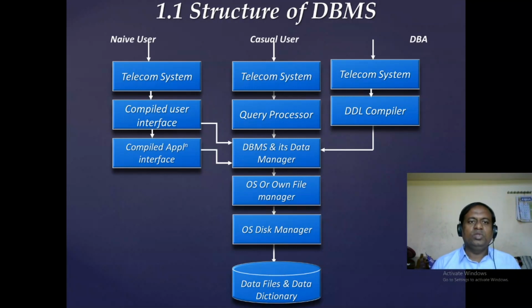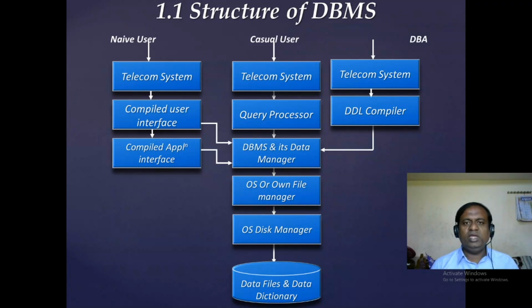Okay. So in this diagram, we can see only three: naive user, casual user, and DBA. Where is the application programmer? Actually, application programmers are nothing but software developers who use the database using a programming language. When they are using a database, they write a program in a language of any type, C, C++, Java, and that program will try to access the database.